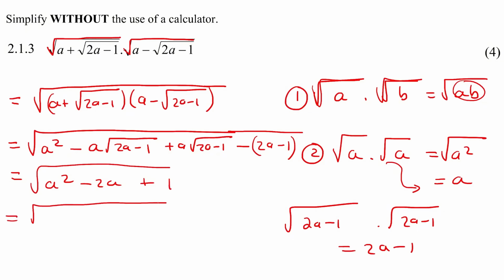Now that can factorize as a minus 1, which is the same as a minus 1 squared. Now when you have a square root and a square, they will cancel each other out. And so you'll just be left with a minus 1.